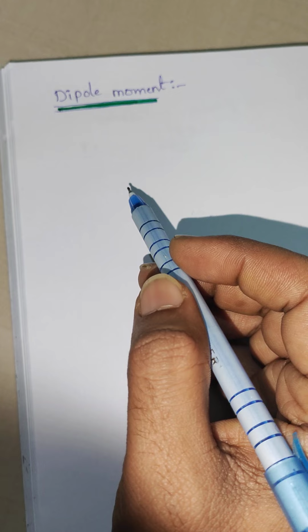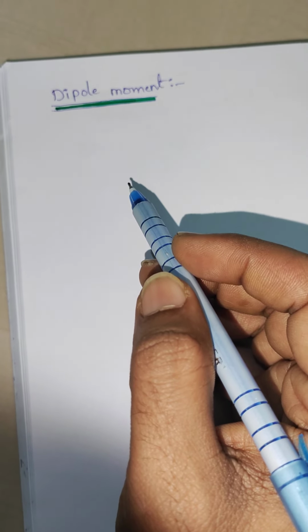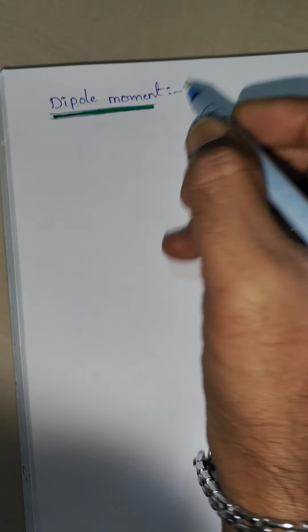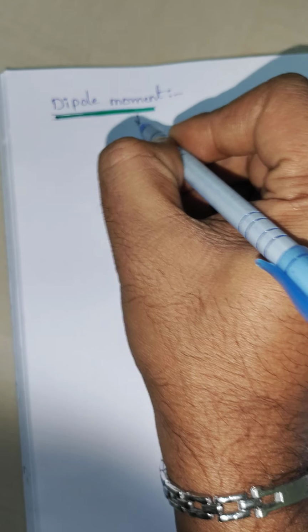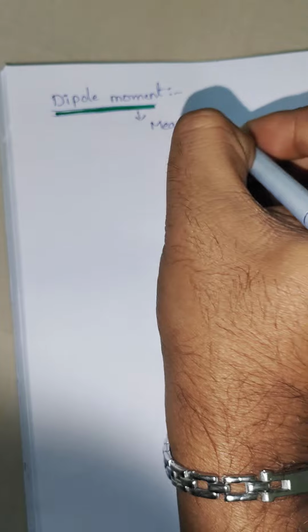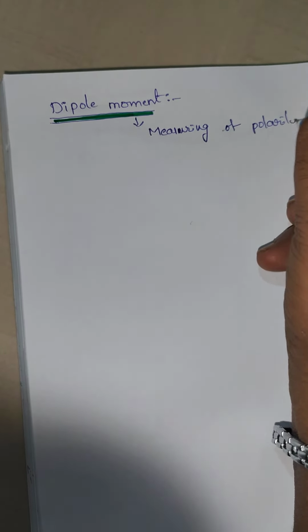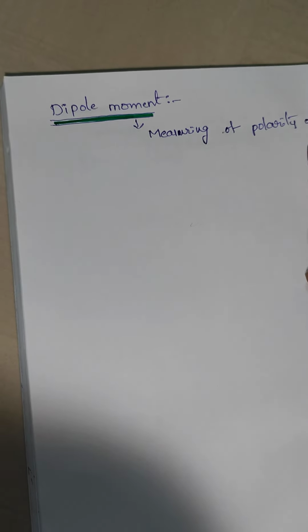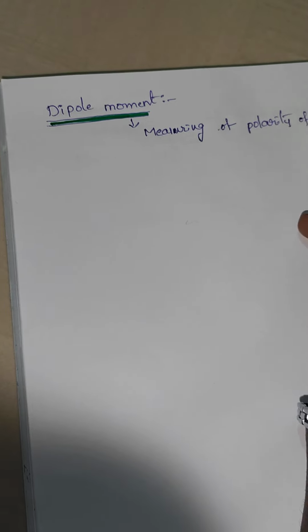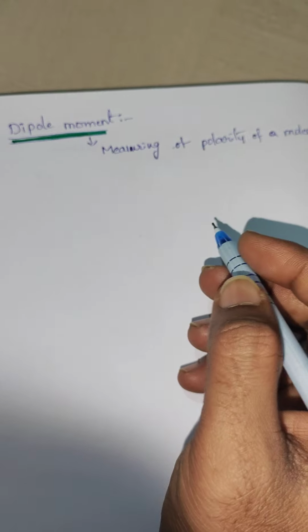What is meant by dipole moment? The polarity of any polar covalent bond or molecule is measured in terms of dipole moment. That means dipole moment is nothing but a measure of the polarity of a molecule.